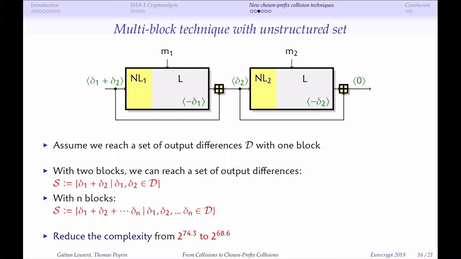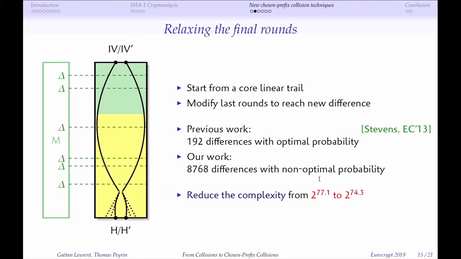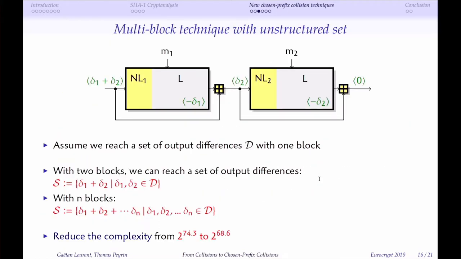We know that the first block will have an output which is in the set that corresponds to those values, denoted D here. So we know that after the first block, we are in set D. After the second block, we are in set D. And when you do the feedforward, if you want to have zero at the end, it means the initial value might be the sum of two values that are in D.